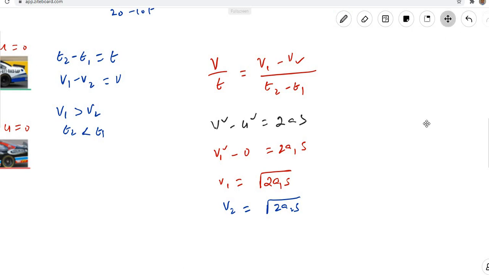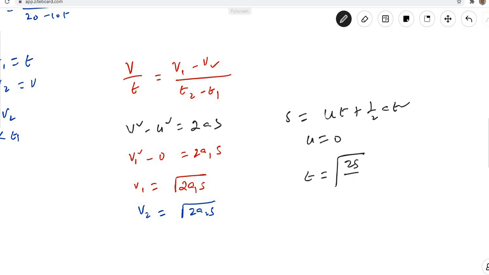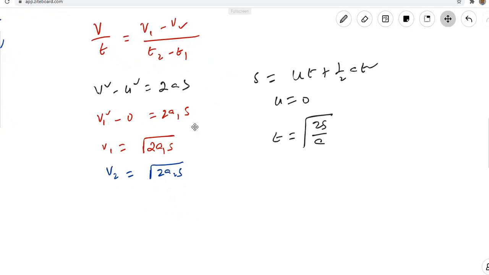Again, we use the equation s is equal to ut plus half at square. Here for both of them u is 0. If we substitute that, time will be root over 2s by a. Now what is t1? Let's write it out. So t1 becomes root over 2s by a1, and similarly t2 is equal to root over 2s by a2.